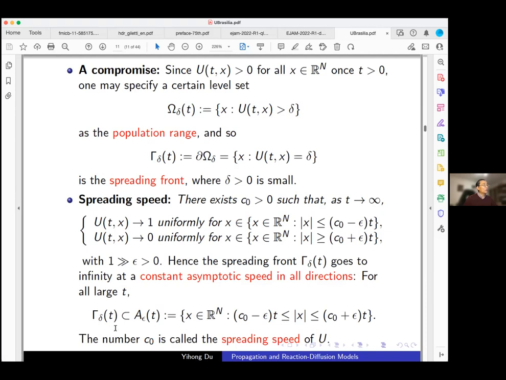And therefore, this range radius for this population range is roughly C0 times t, growing linearly with the speed C0. So therefore, C0 is indeed the spreading speed of the species U. So this result really convincingly proved that C0 indeed can be understood as the spreading speed.